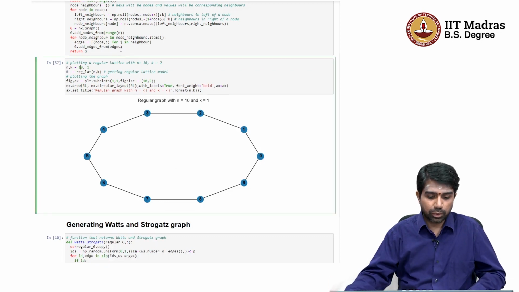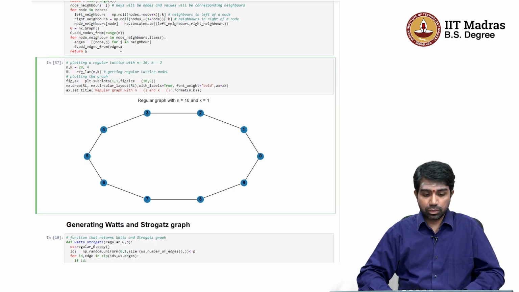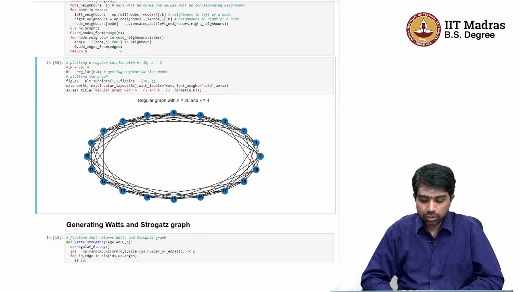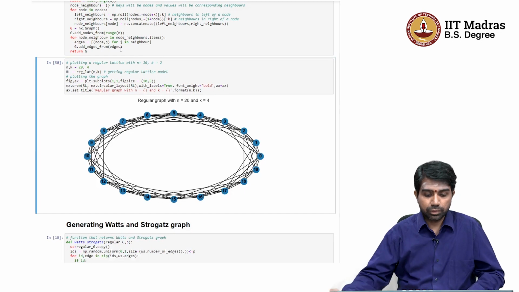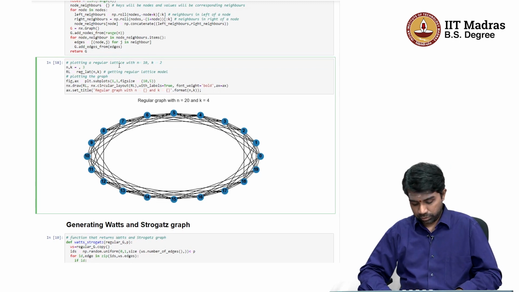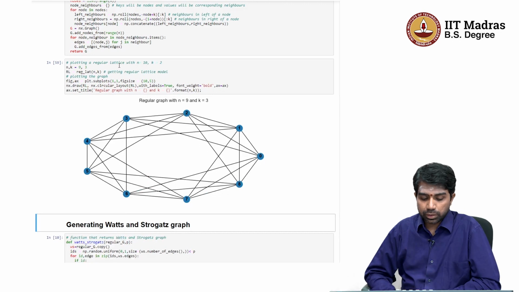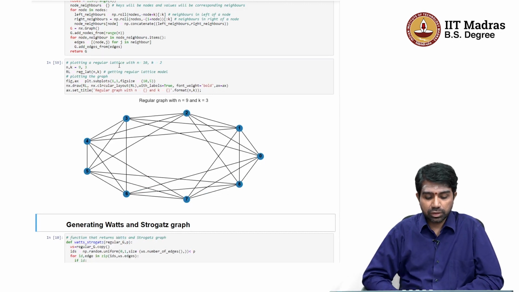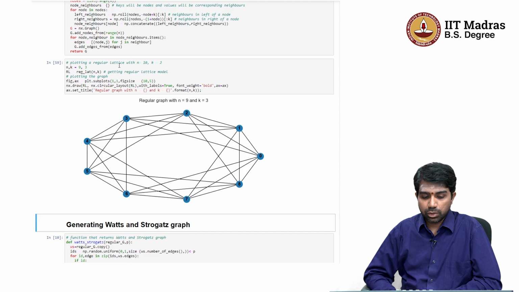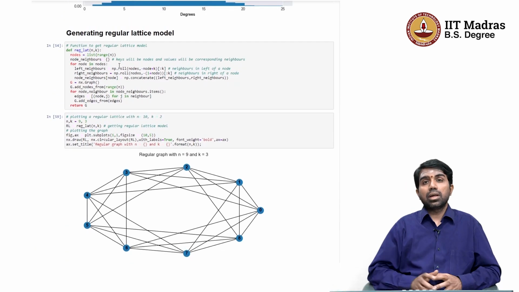right, and I can do it for whatever, let us say we do 20, 4. So you can see that every node will have 8 edges, twice k. This is the regular lattice.